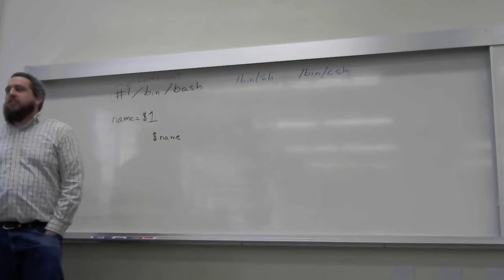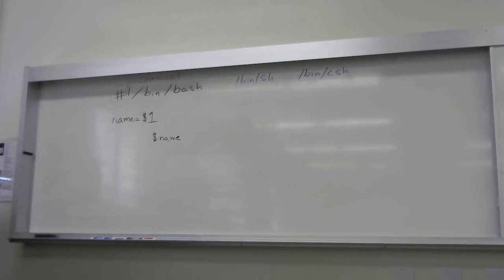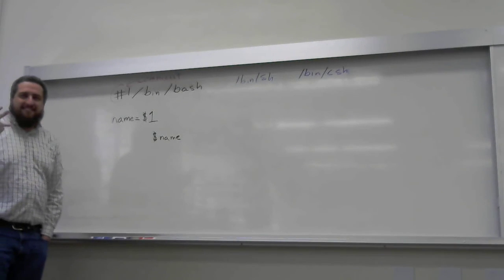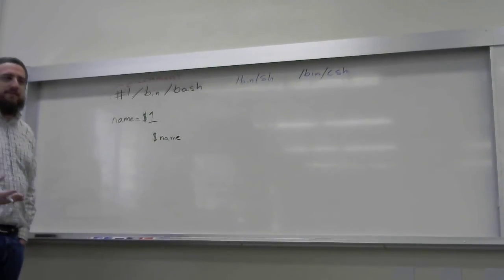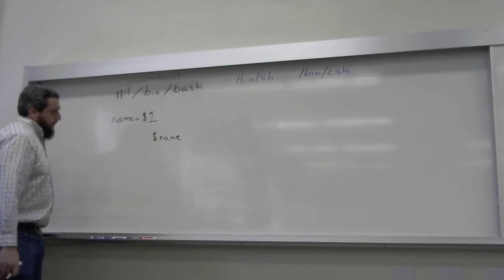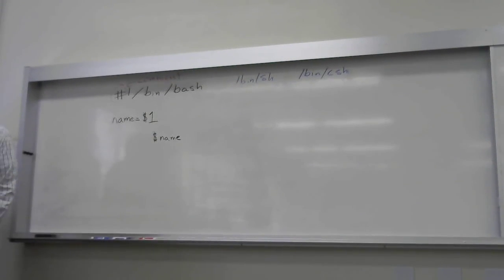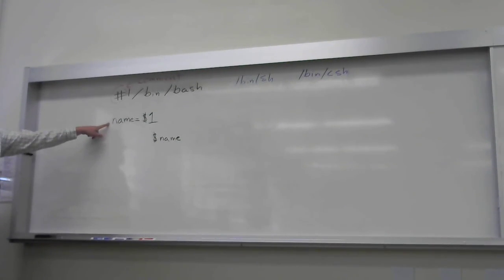What's the second command line argument? $2. What's the third? $3, right? Makes sense. $4 would be the fourth. $5 would be the fifth, so on and so forth. In bash scripting, or in shell scripting in general, you take your command line arguments and then you can reassign them to variables that make sense.